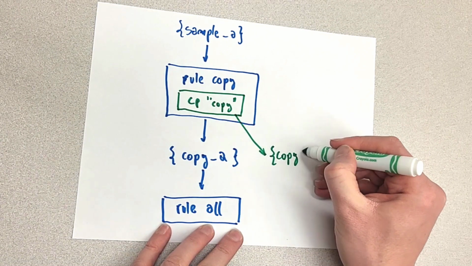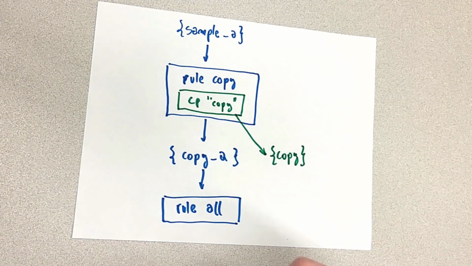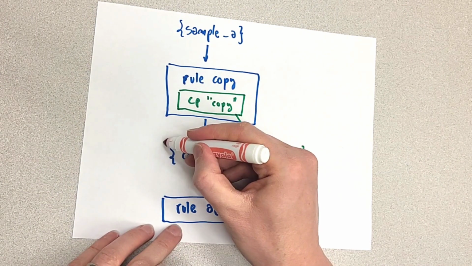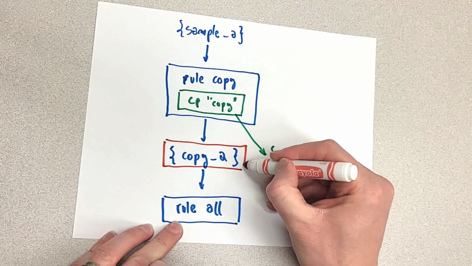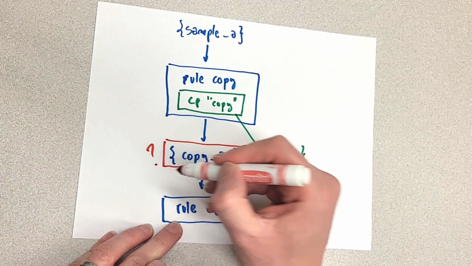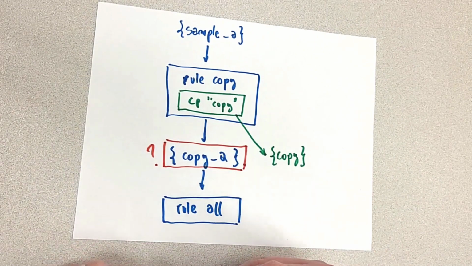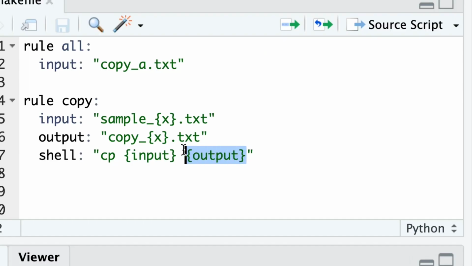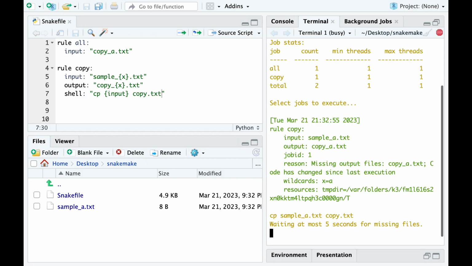In this case, it might be given the file copy alone. So the pipeline will complain after running copy all, where is copy_A. So let's go ahead and implement that. We will change the output in the shell command to this fix copy docs.txt.